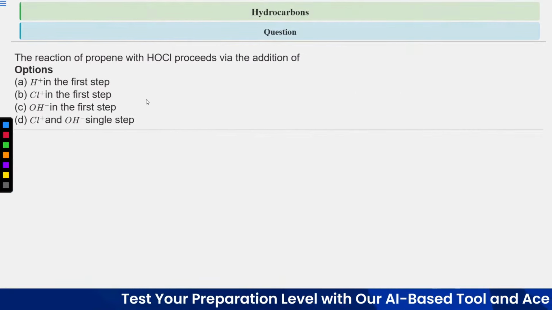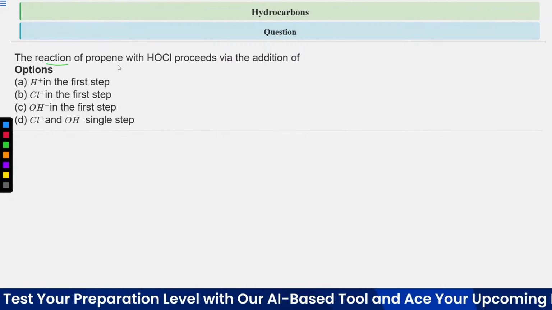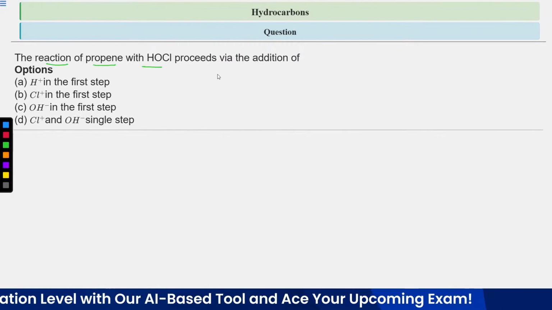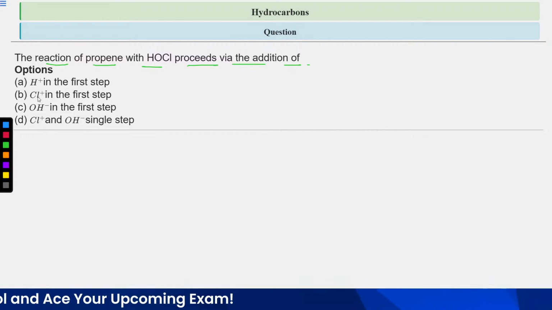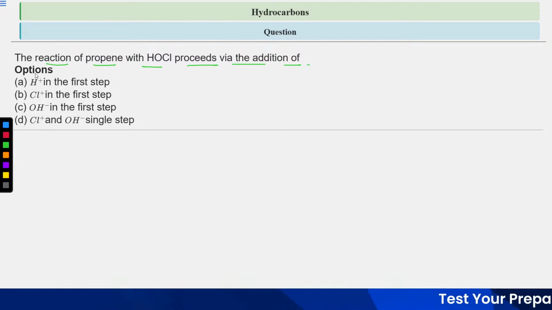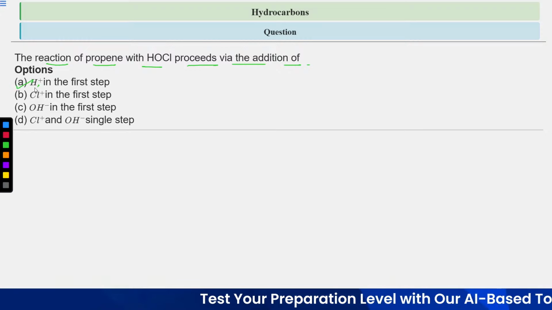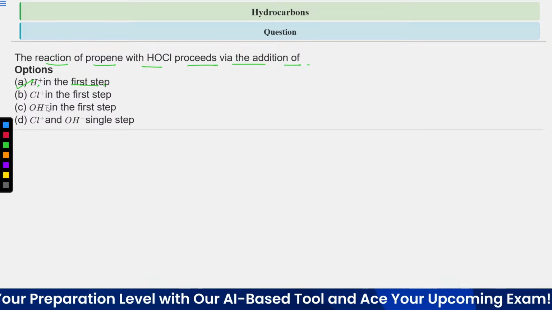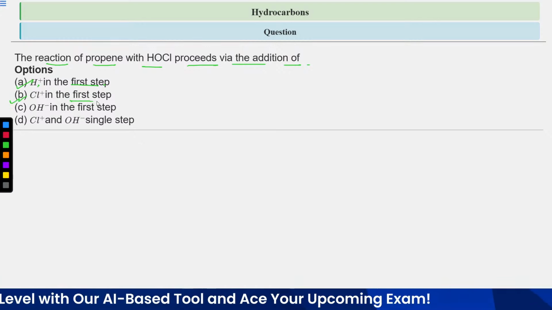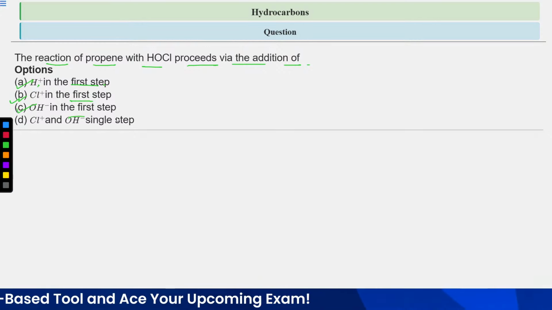Okay, the reaction of propene with HOCl proceeds via addition of what? So when you react propene, an alkene, with the HOCl molecule, it will proceed via the addition of which species? Options are: H positive in the first step, Cl positive in the first step, OH negative in the first step, or Cl positive and OH negative in a single step.